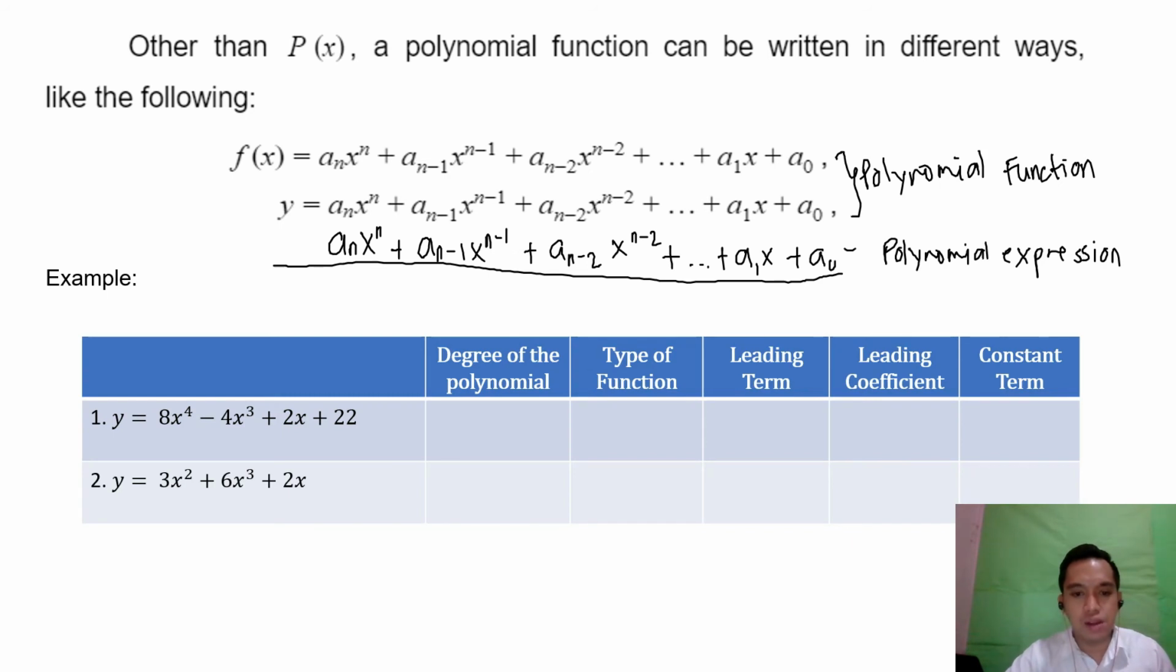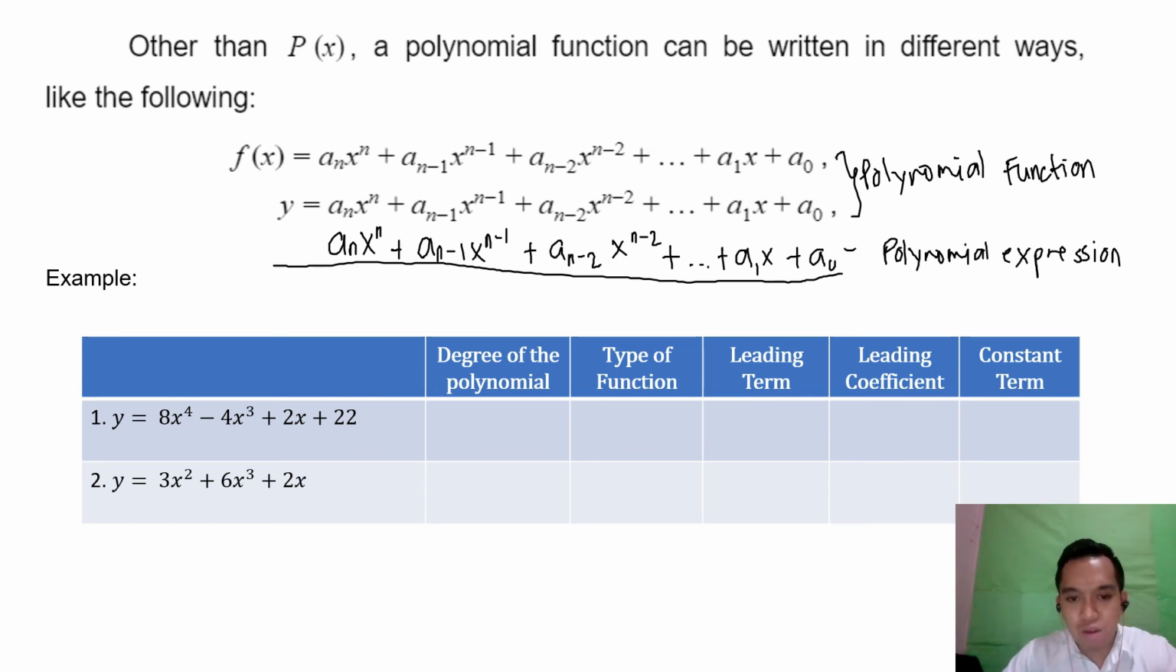So we have an example here. Okay, so we have the degree. In the first column, we have the polynomial function. Then in the second column, we have the degree of the polynomial. In the third column, we have the type of function. Then in the fourth column, the leading term. And in the fifth column, we have the leading coefficient and the constant term in the last column. Okay, so number 1, y equals 8x to the fourth power minus 4x cubed plus 2x plus 22. So what is the degree of the polynomial?